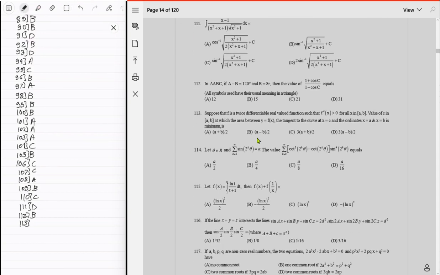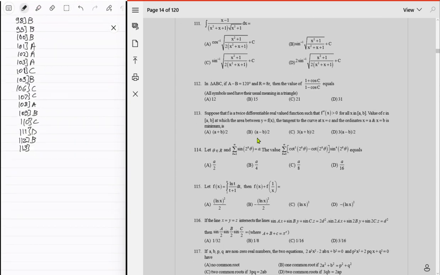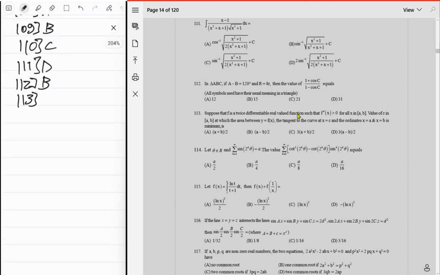113. Suppose that f is a twice differentiable real valued function such that f double dash is bigger than 0 for all x in some range. Find the value of c in a to b at which the area between y equal to f of x, the tangent to the curve at x equal to c, and the ordinates x equal to a and b is minimum.